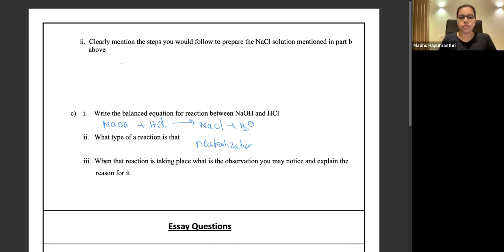Right. Third one, when that reaction is taking place, what is the observation you may notice? And explain the reason for it. What could be the observation?